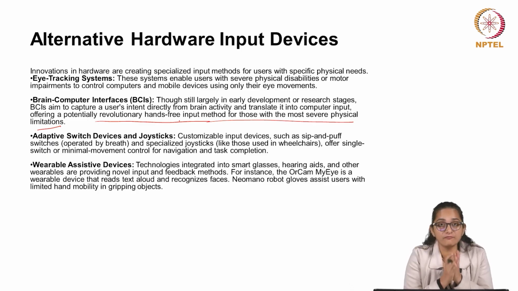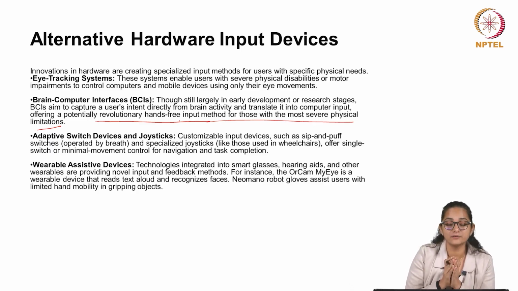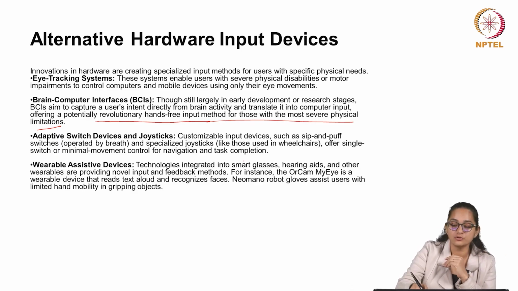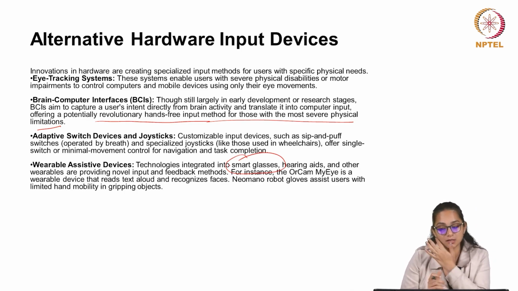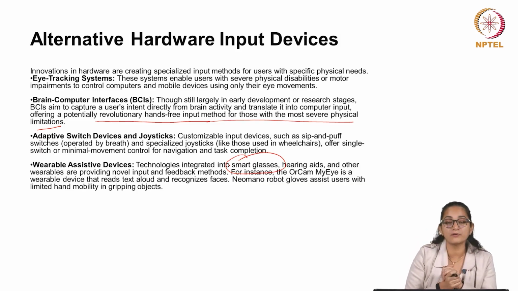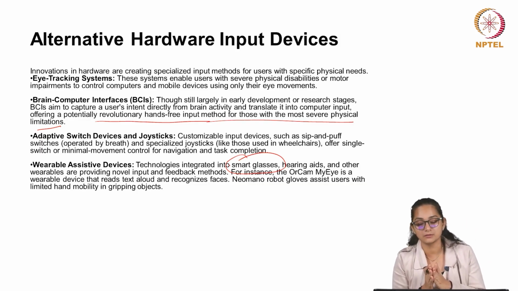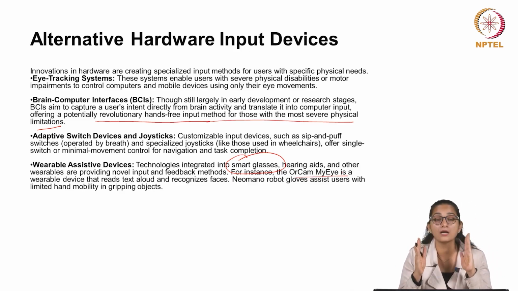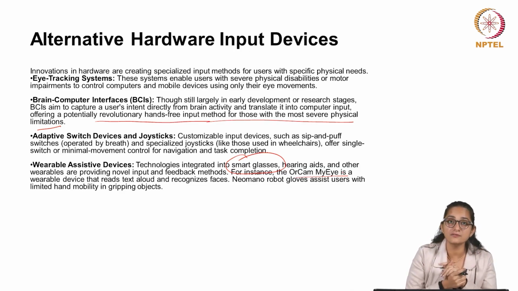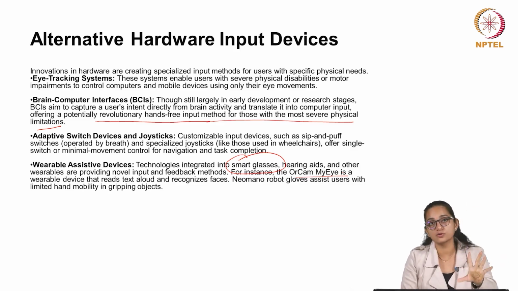Then again, a very interesting emerging assistive devices area is wearables. So, wearables, of course, I am sure most people might have heard about smart glasses. Then there are hearing aids which have really evolved in today's day and age, and other wearables that are providing novel input and feedback methods. For instance, the OrCam 2 is a wearable device that reads text aloud and is able to recognize faces also, and tell you in an audio format who the person standing in front of you is.